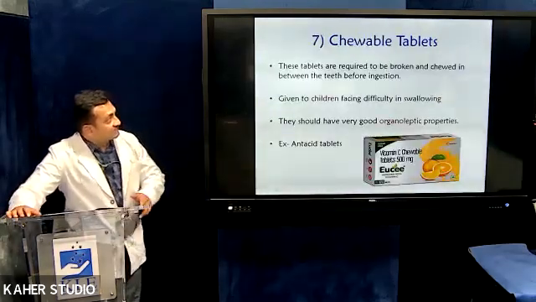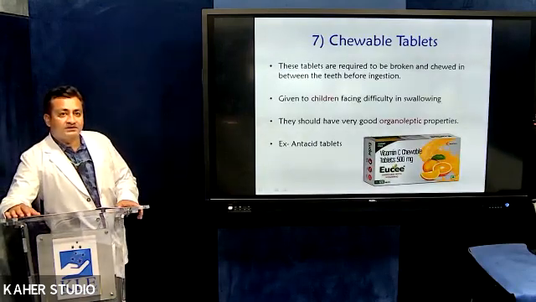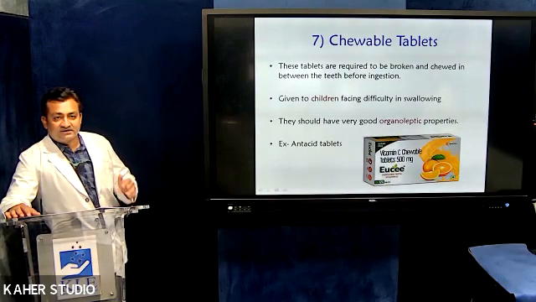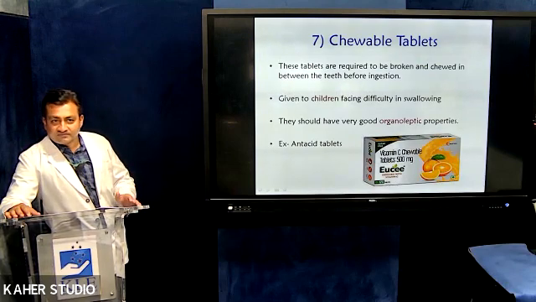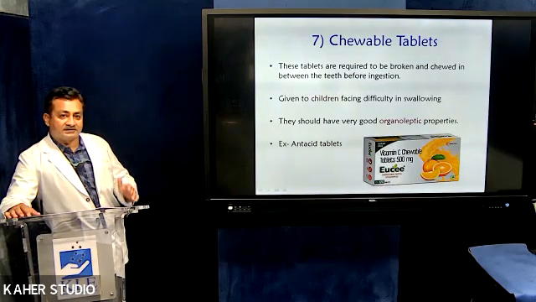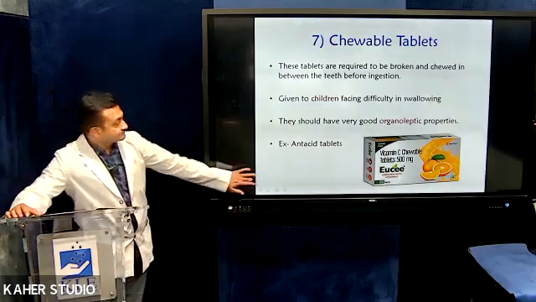So next is chewable tablets. These tablets are required to be broken and chewed between the teeth before ingestion. Given to children facing difficulty in swallowing, or a person who has difficulty in swallowing, they are chewed before swallowing. They should have very good organoleptic properties, so because of the taste or odor and the flavor, you have to mask it and the tablet is prepared. Example is antacid tablets or vitamin C chewable tablets.